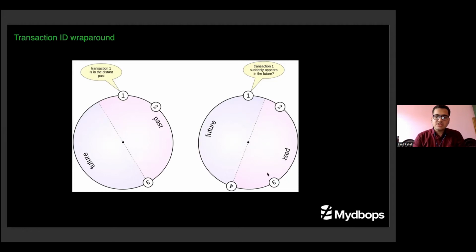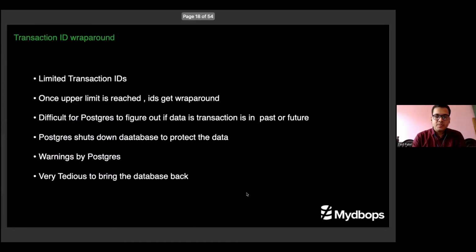Once these transaction IDs get allocated across the database, we can see that for transaction number 4, transaction 1 will be in the future because the transaction IDs are now getting filled up. In that case, a wraparound occurs when we reach 4 billion transactions. The next ID to be allocated should be 1, and Postgres has to start from 1 again. So here we can see a wraparound is occurring. As we have limited transaction IDs, once the upper limit of 4 billion is reached, the IDs get wrapped around and Postgres needs to start again from 1.